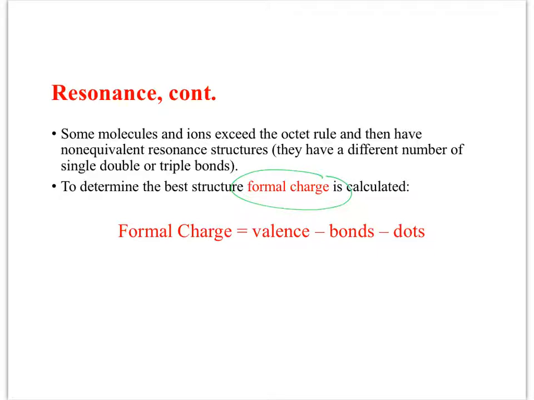The formal charge can be determined for every particular atom in a molecule. You have to remember VBD, okay? The number of valence electrons that particular atom possesses on its own, minus the number of bonds drawn attached to it, minus the number of dots drawn in the structure around that atom. So formal charge is valence electrons minus the number of bonds you've drawn, minus the number of dots you've drawn for a particular atom.